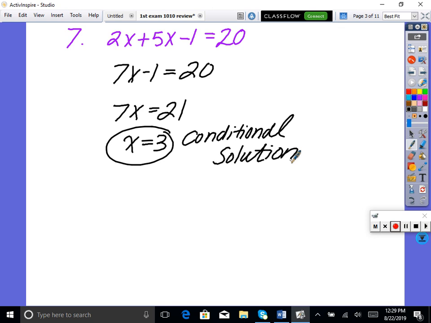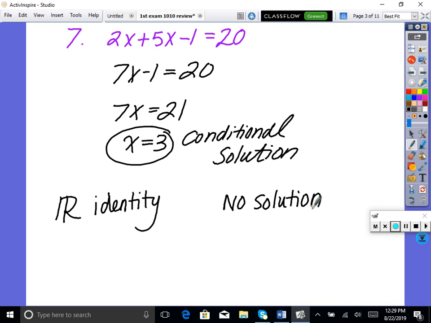And just a reminder, if we were to solve and get answers all real numbers, that's considered an identity. If we were to solve and the variable canceled out and we got a not true statement, then there would be no solution. And that's considered a contradiction. So just a reminder on the 3 types of solutions you will see when solving.